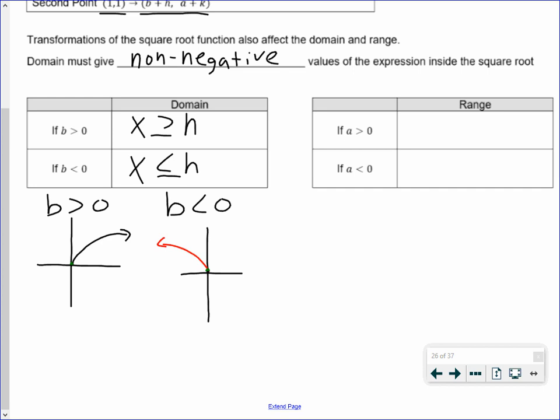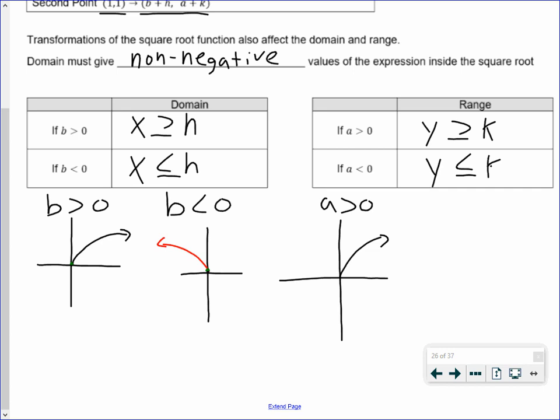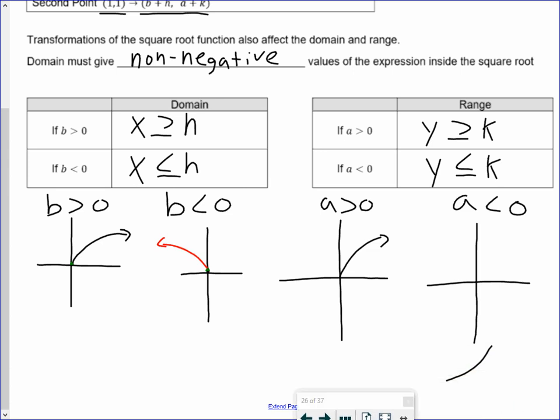Next, for our range, if a is greater than 0, if a is positive, your y value will be greater than or equal to k. That's because if a is greater than 0, we're not reflecting, so we're just going up. But if a is less than 0, if a is negative, your range will be y less than or equal to k. That's because if a is negative, that's a reflection over the x-axis, and if we're reflecting over the x-axis, we're going to be going downwards.